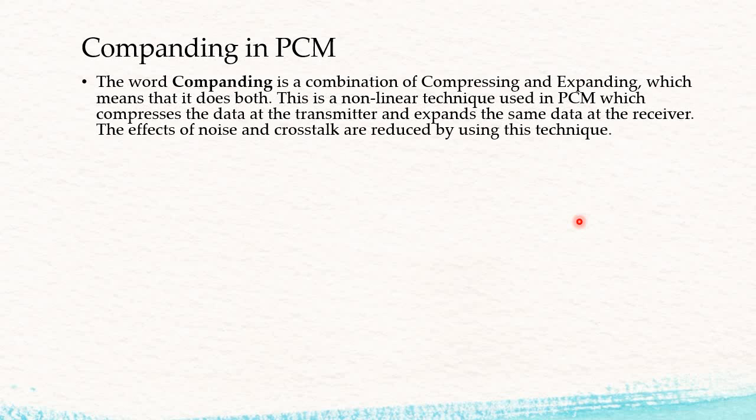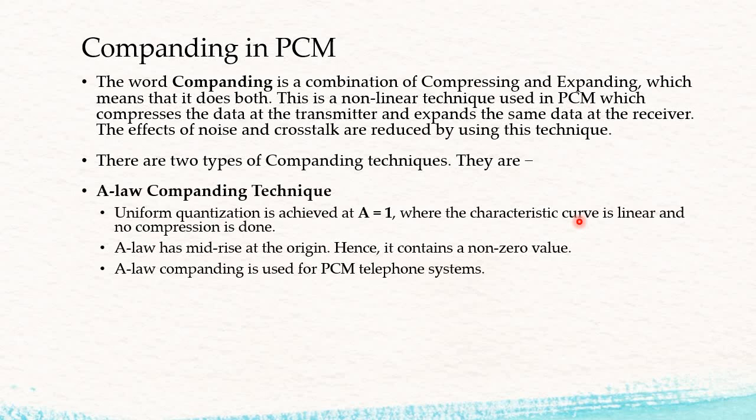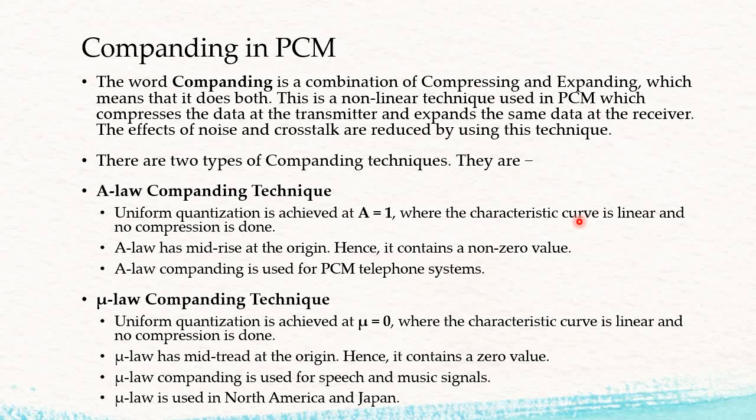Then we have compounding, which is one of the important processes that take place in a PCM. So what is compounding in a PCM? Compounding is the combination of compression and expanding, which means that it is doing both things. So why do we go for compounding? Compounding is used to remove the effect of noise and crosstalk. There are two types of compounding: A-law compounding and Mu-law compounding.